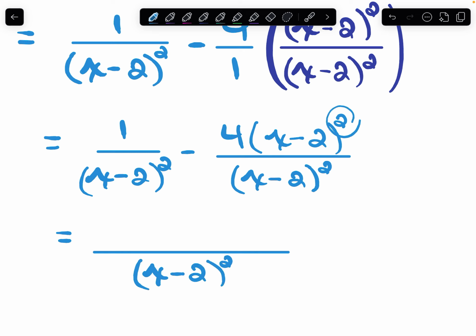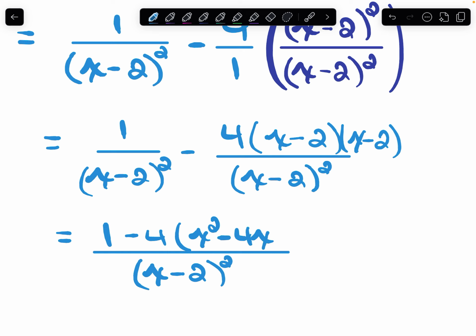So first thing we got to do is take care of this square. Remember that square means multiplied by itself 2 times. So I'm going to get rid of that 2 and write it twice just so I can run FOIL a little bit easier. All right, first, outside, inside, last. So x times x is x squared. Outside, negative 2x. Inside, also negative 2x. So that's going to be a negative 4x. And then last, negative times negative, positive 4.